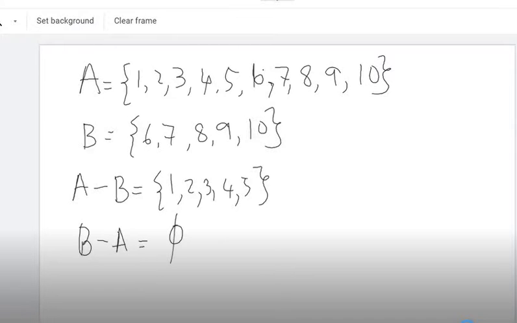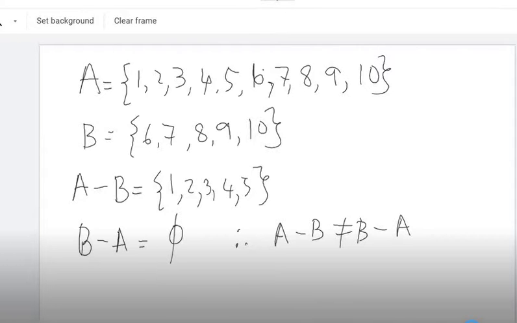Yes. So here you see that A minus B is 1, 2, 3, 4, 5, all the elements of A which are not in B. And B minus A is all the elements of B which are not in A. All elements of B are in A, so B minus A is equal to the null set. Therefore, A minus B is not equal to B minus A in general. In some special cases it might happen, but in general, this will not.